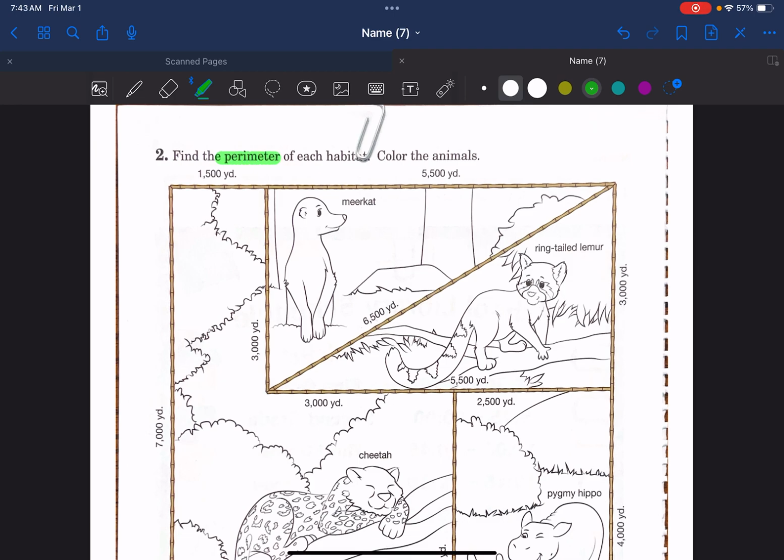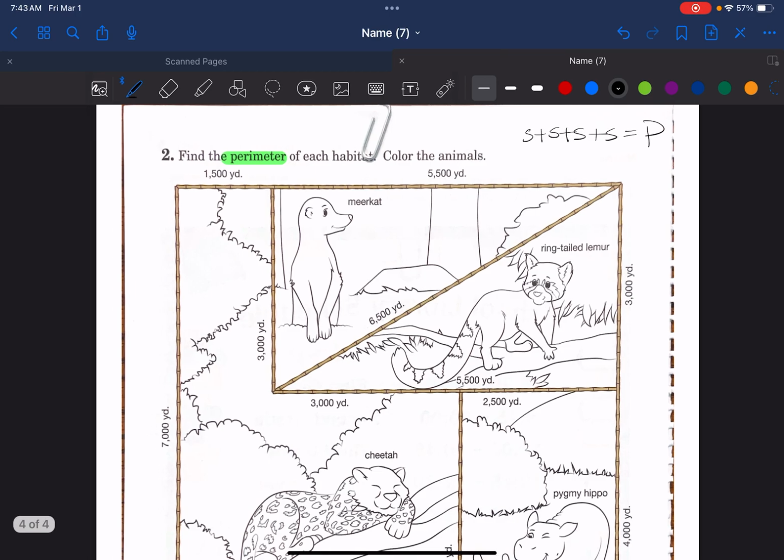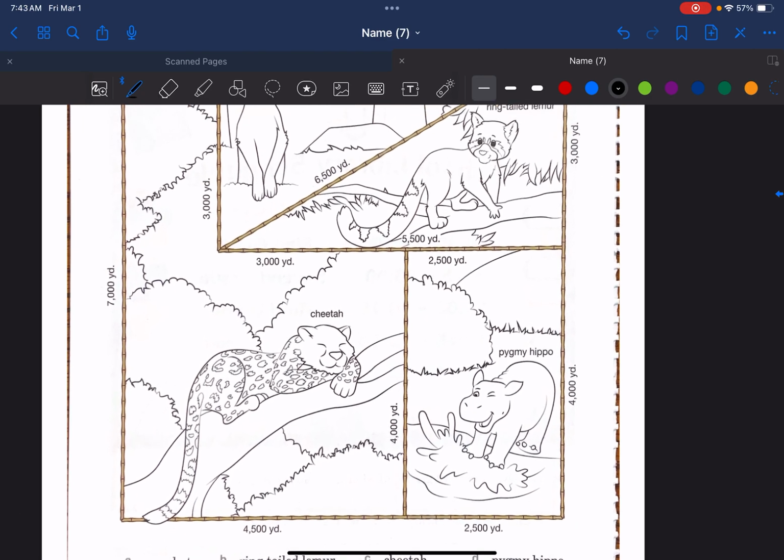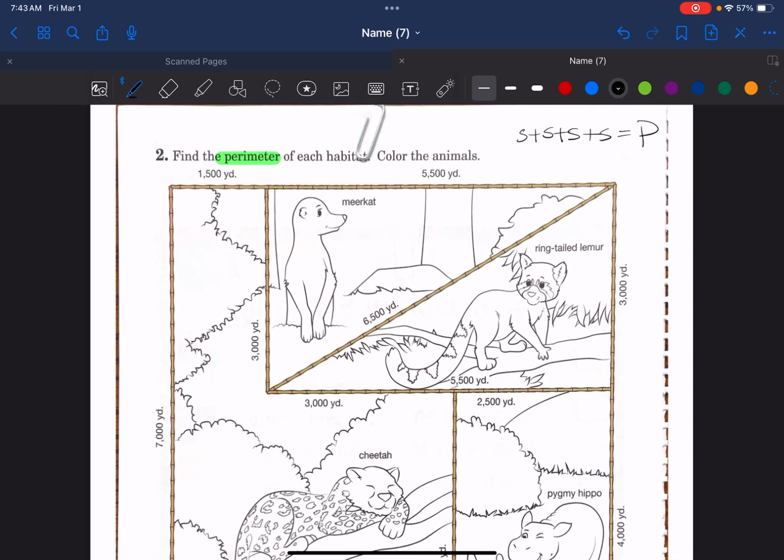And then the last page, this is practicing finding our perimeter again. So this is find the perimeter of each habitat. And so for perimeter, you are doing side plus side plus side plus side for however many sides that is. Okay, so it says for the meerkat, the meerkat. So we find the meerkat. Okay, meerkat's right here. Oops. I meant to highlight that one. Here's our meerkat. So if I'm going to find its cage, I have this bar, I have this bar, and I have this bar. So how many sides are you actually adding up all together?